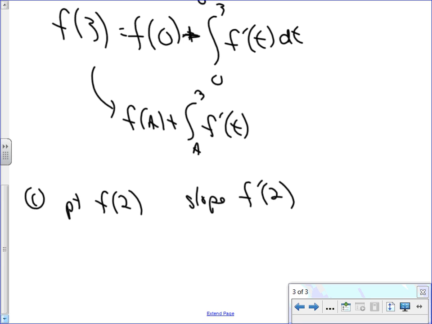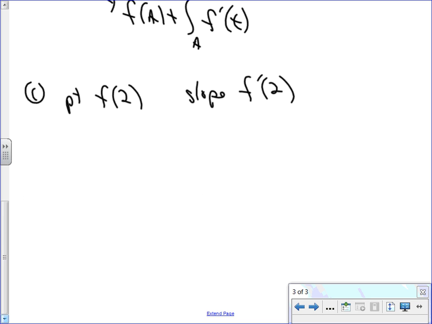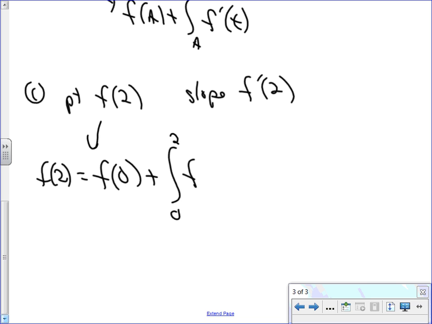Did they give me F of 2 this time? No. This is back when they were first really emphasizing this start value plus amount of change, and they just loaded this question with it. F of 2 is F of 0 plus the integral from 0 to 2. I mean, you just did this 4 times in the last one. Why are they making you do it again? I don't know. But that's it.